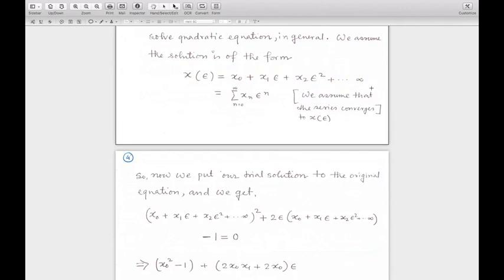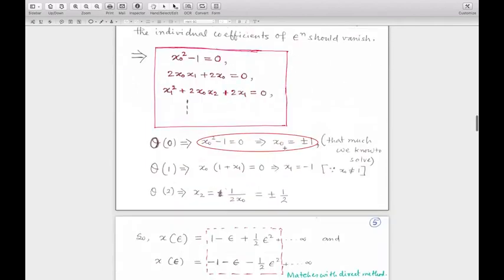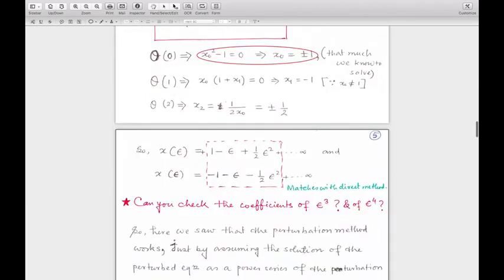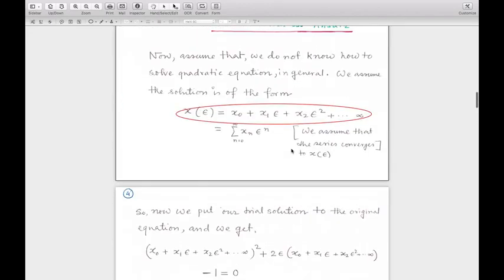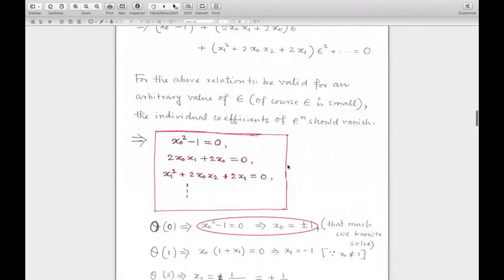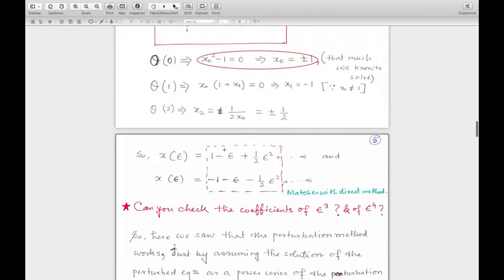Okay, so this equation will now be equal to x epsilon will be equal to 1, so x0 is minus 1, so it will be minus epsilon plus, so I take for the time for this case x2 is equal to plus half, so it will be plus half epsilon square, and when x2 will be equal to minus half, this will be minus half epsilon square.